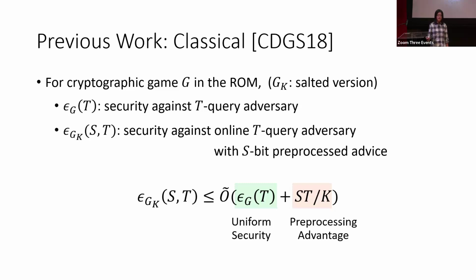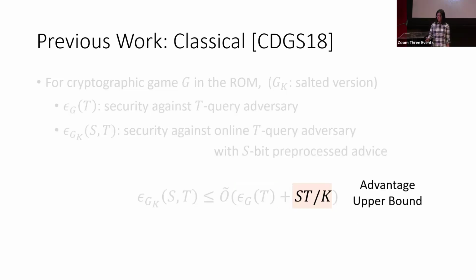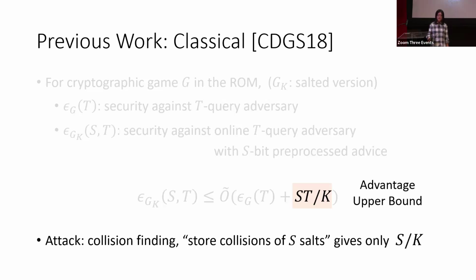But this fails to match the most intuitive attack. For example, an optimal adversary might do the following attack. That is, it just stores collisions about S salts in its advice, and then in the online phase, it either looks up from its advice or performs the birthday attack. This will only give a preprocessing advantage of S over K, which is for the case that the challenge salt is sampled from the salts that the adversary has already prepared in its advice. So there's a gap between the previous best advantage upper bound and the most intuitive attack.